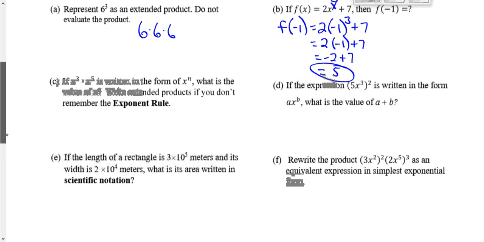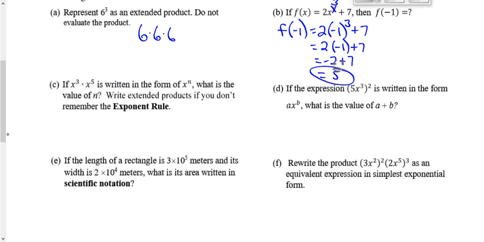So now they have x to the third times x to the fifth. They want us to write it as x to the n power. What's the value of n? Well, what do we just do? That's a power times a power. What do I do with the exponents? Add them. So it'd be x to the third times x to the fifth equals x to the 3 plus 5, which is x to the 8th. Okay? Just like I did on that notes page here, right?